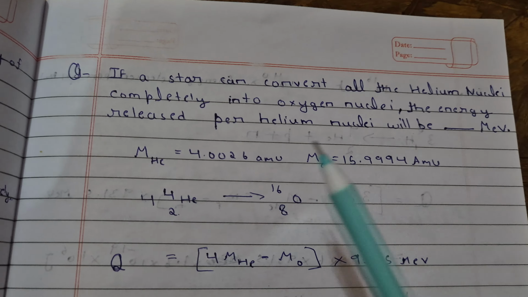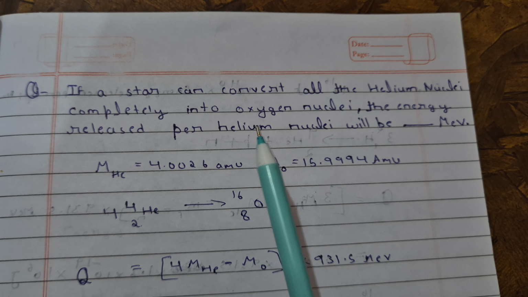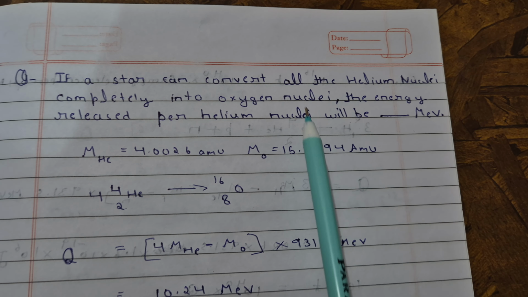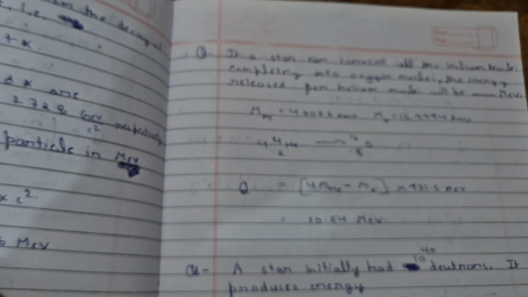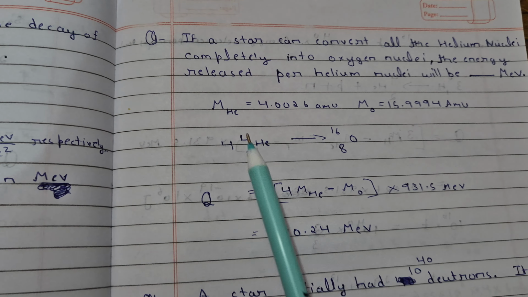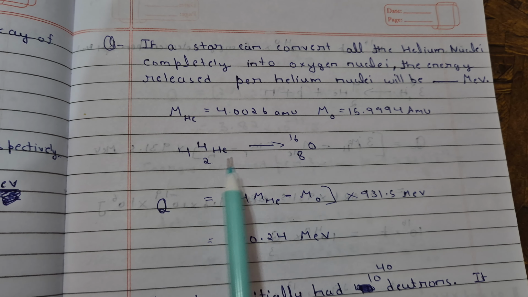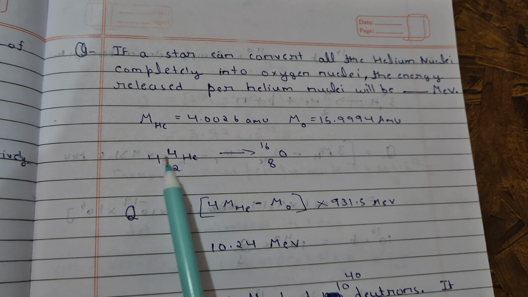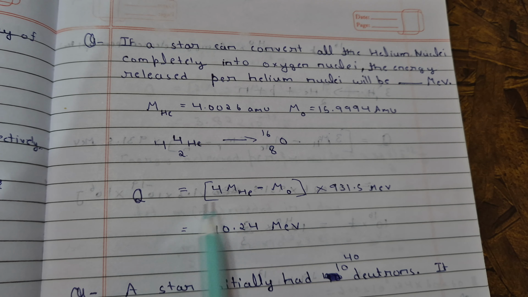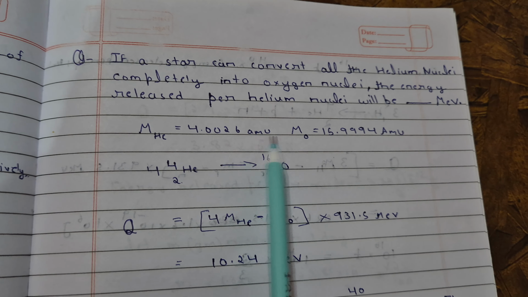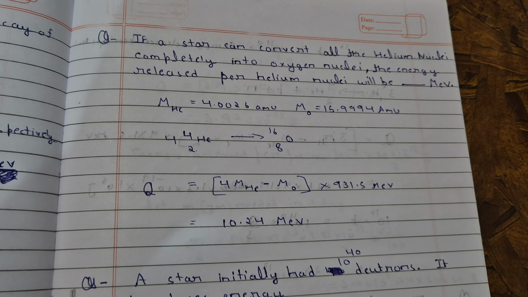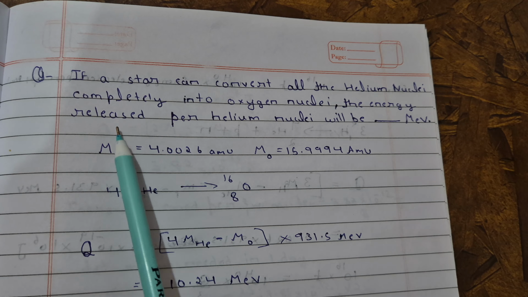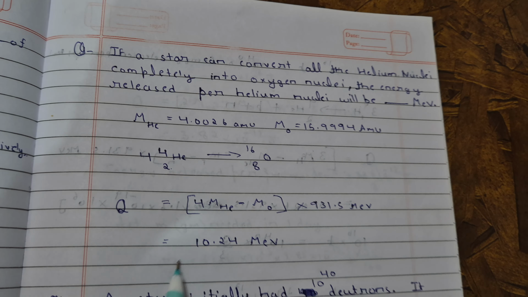Next question is: if a star can convert all the helium nuclei completely into oxygen nuclei, the energy released per helium nucleus will be? So helium nuclei are converting into oxygen. If we write the equation, 4 helium nuclei will convert into this oxygen. The mass of helium is given and the mass of oxygen is given, so let's find the Q value. That will be 4 multiplied by mass of helium minus mass of oxygen, multiplied by 931.5. If the mass is given in AMU, just multiply with this and you will get the energy in mega electron volt. Now you have this energy, and this is for the 4 helium atoms, and they asked for the energy released per helium nucleus, so just divide by 4, and that will be your answer.